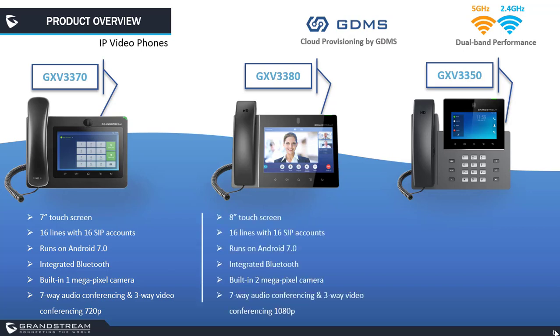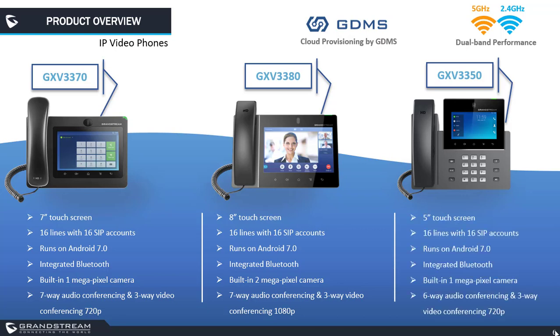720. The next model is the GXV 3380. This model has a large screen of 8 inches and 16 lines with 16 SIP accounts. It also runs on Android version 7, and it has integrated Bluetooth and a camera of 2 megapixel. This phone actually gives you HD resolution. You can have 3-way video conferencing using the resolution 1080, and also you can have 7-way audio conferencing.